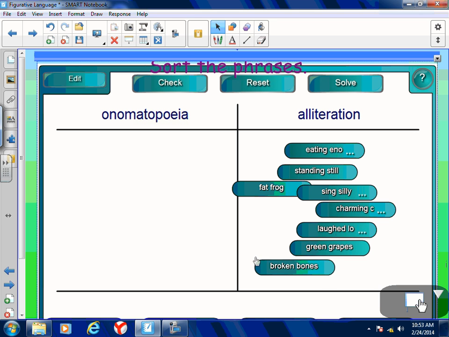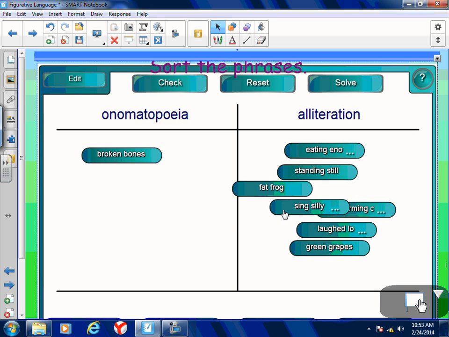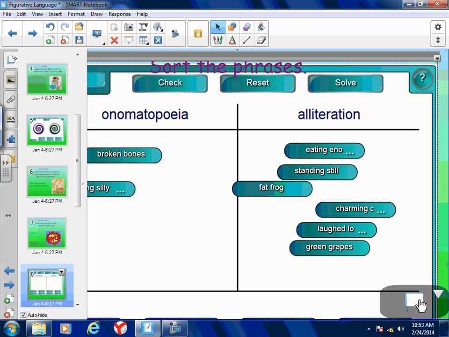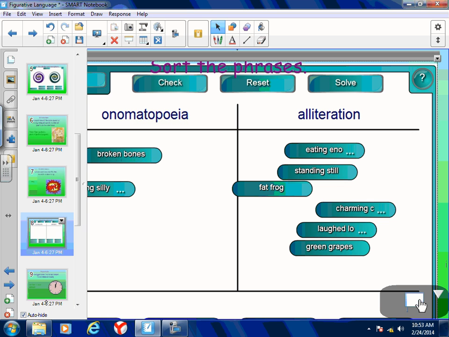Okay, we can have broken bones here again with the onomatopoeia because you can hear the sound, and the word sing silly, we have the sound of singing, we can put it in the onomatopoeia at the same time. Okay, now let's move to the other concept.